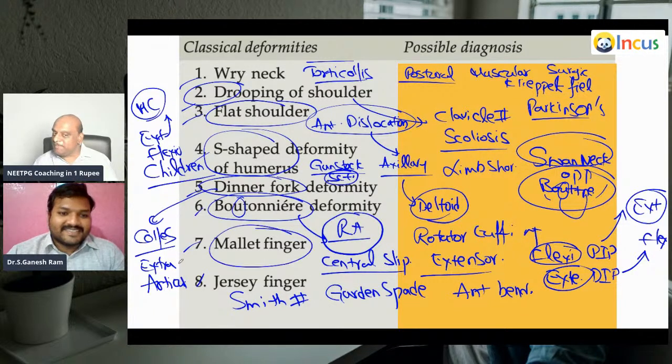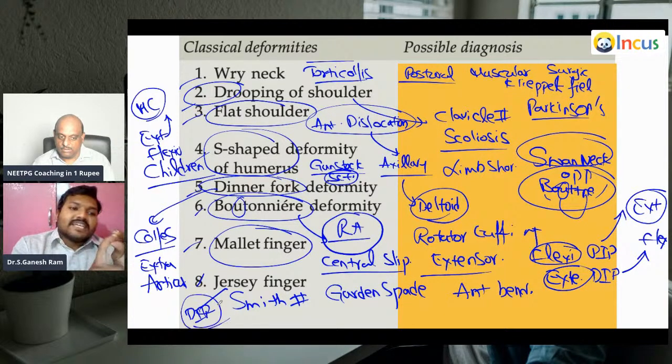Wonderful. And what about the mallet finger, doctor? The mallet finger and the next one, the jersey finger, sir. These two are different from the Boutonniere and swan neck. In Boutonniere and swan neck, two or three joints will be involved, whereas in the mallet and jersey finger, only one joint is involved, that is only the DIP joint. If the DIP joint is in flexion, that means the extensor is gone. That is the mallet finger. Exactly opposite to that would be the jersey finger. Here the FDP, flexor digitorum profundus, will be gone, so the DIP will be in extension.